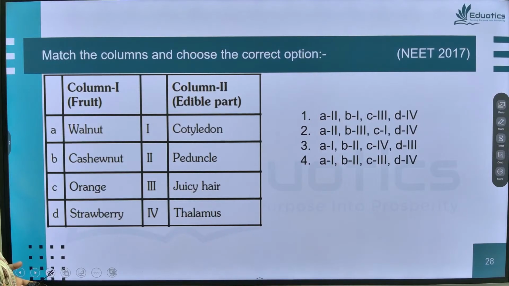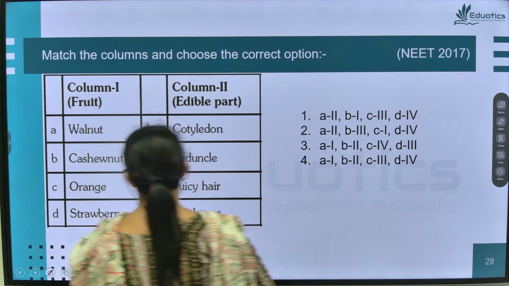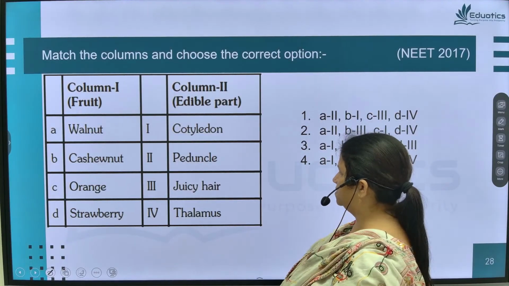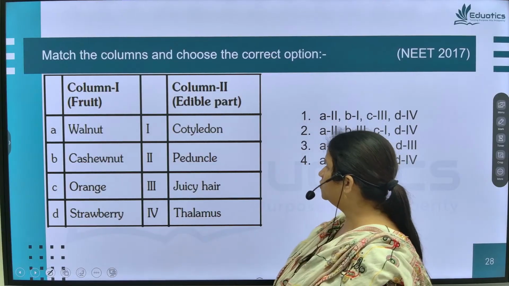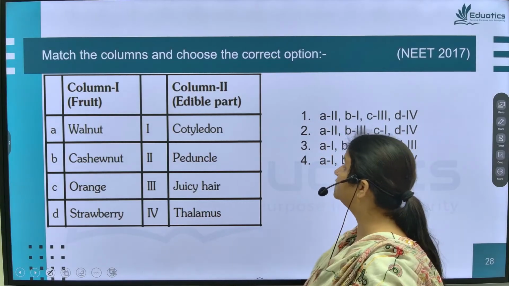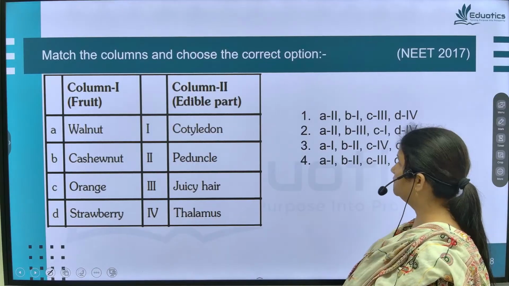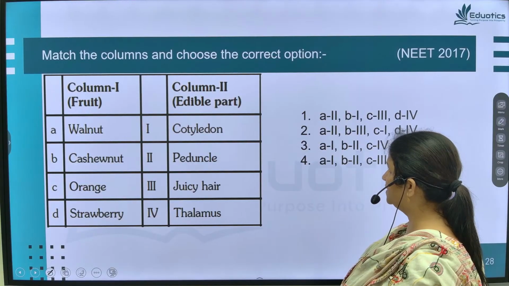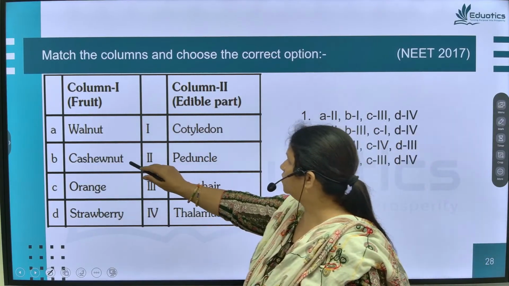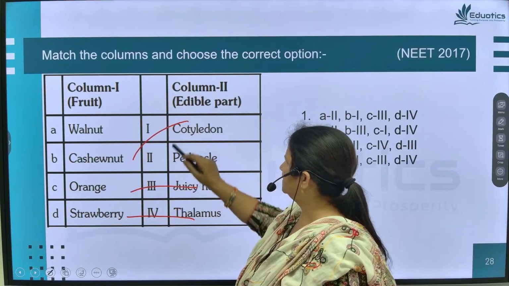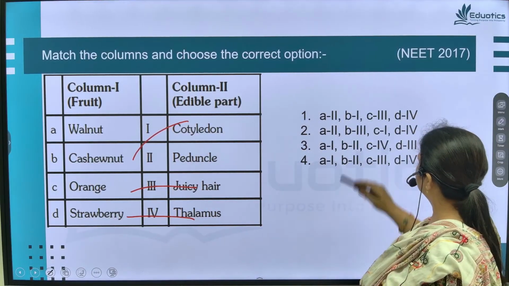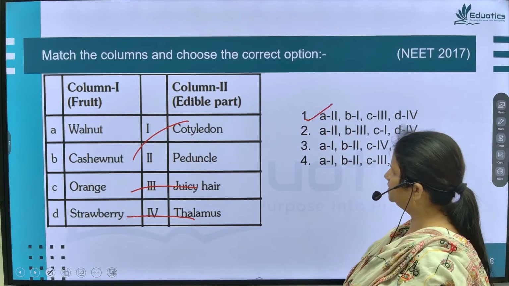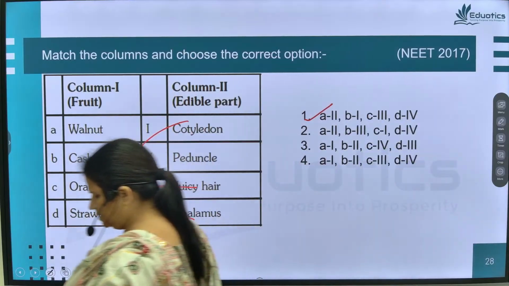Match the columns again. What is the eatable portion over there? In strawberry, of course, it is thalamus. That is why it is a false fruit. D should be the fourth. In orange, it should be the juicy hairs. So it is that. In cashew nut, these are the cotyledon. B is first. And in walnut, it is the peduncle that we eat. So option first will be the answer.